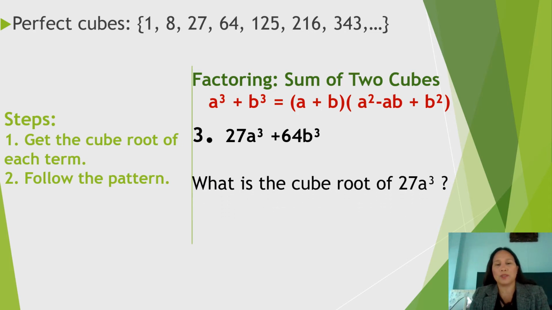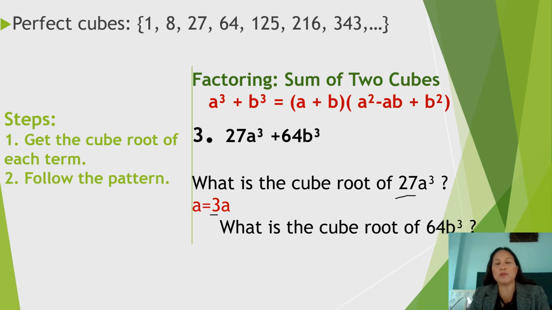What is the cube root of 27a cubed? That is 3a, because the cube root of 27 is 3, and the cube root of a cubed is a. And what is the cube root of 64b cubed? That is 4b. 64, ayun siya. 1, 2, 3, 4, pang-apat siya. Or 4 times 4 times 4, tatlong beses, and that is 64.